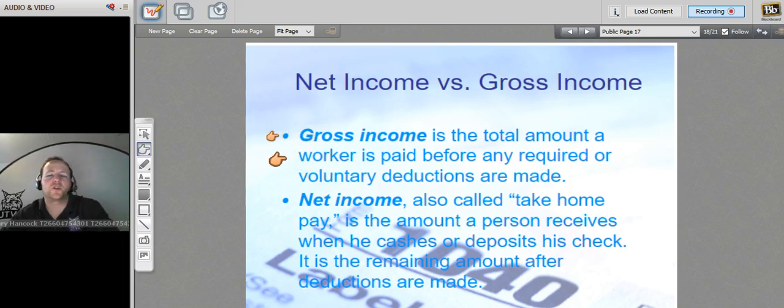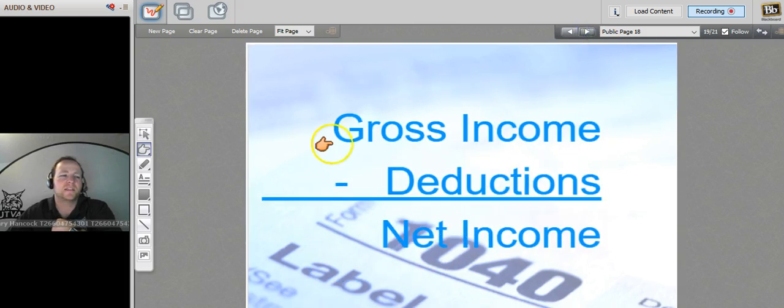Okay. So there's two things. There's something called gross income, and there's something called net income. Gross income is basically all the money that you make altogether. So you could be making $10 an hour, but after everything is taken out, your taxes are taken out, that's going to be your net. So you may make $10 an hour, but you actually only make like $8.50 an hour, because $1.50 goes towards taxes.